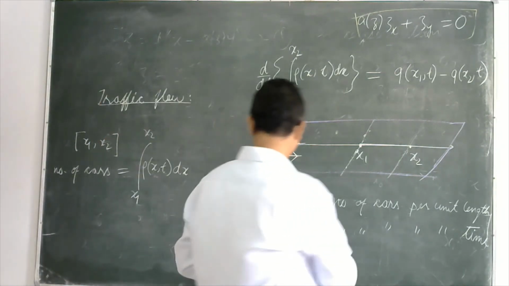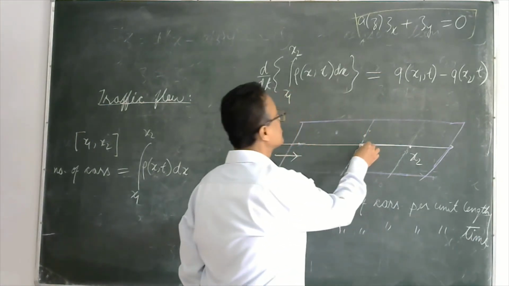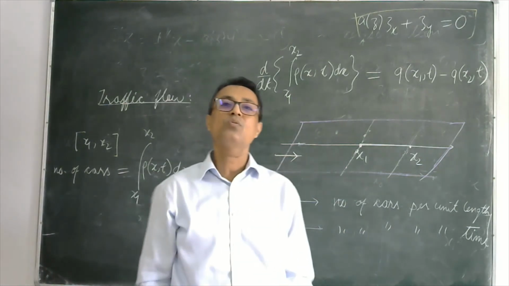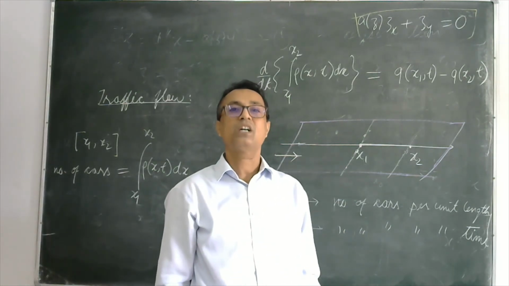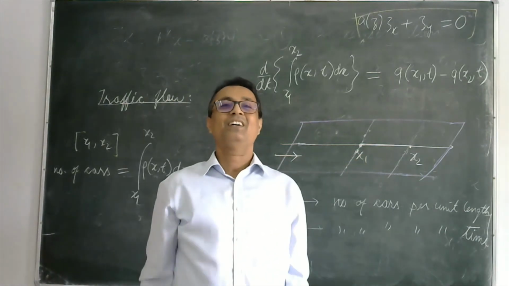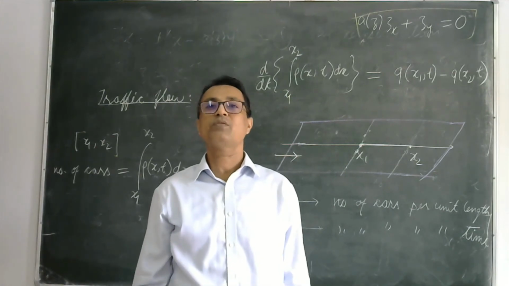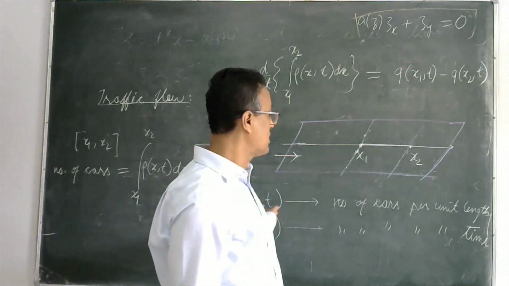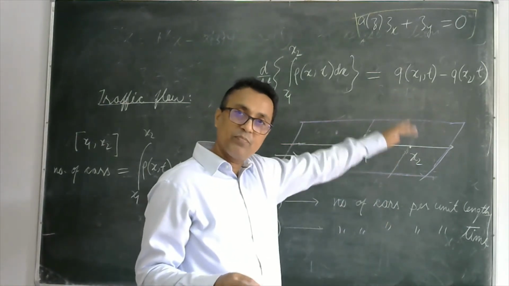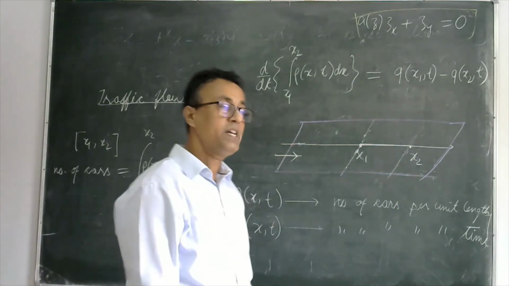Similarly, if you want to find the number of cars per unit time, what you do is station yourself at this particular location and count how many cars have gone through that point, say in half an hour. Then from there you can easily find the number of cars per unit time. Okay, fine. Now you have understood the concept clearly. I hope you have.